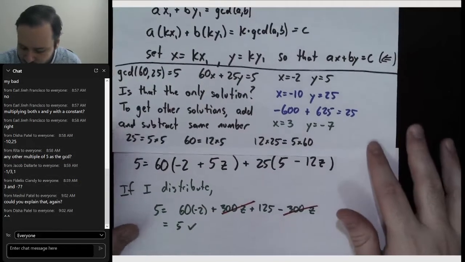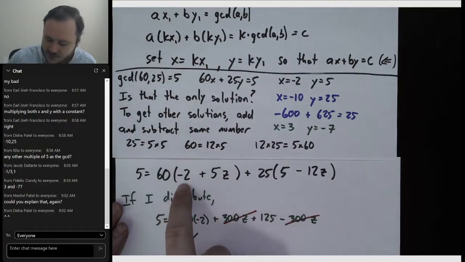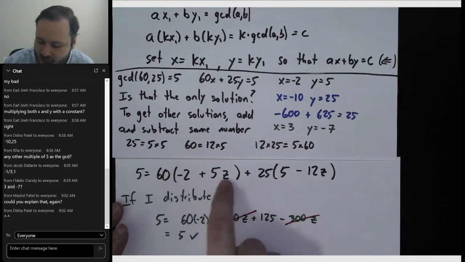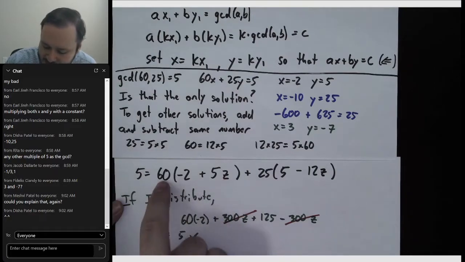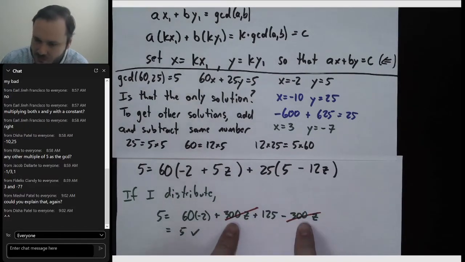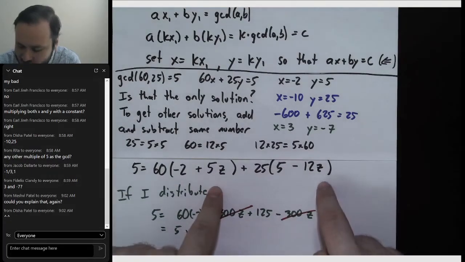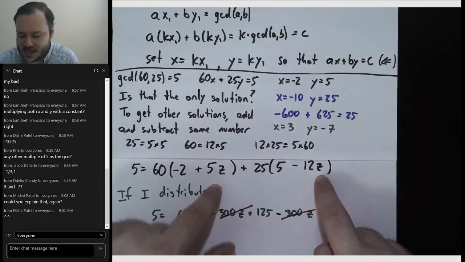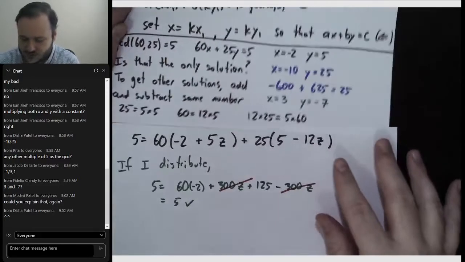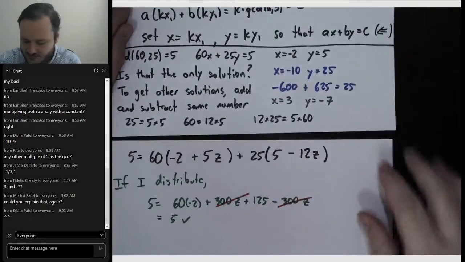So now when I'm trying to find my alternate solutions, I'm saying start with negative 2 copies of 60 and add 5 as many times as you want. But every time you add on 5 more 60s, you need to subtract off 12 more 25s, and those will end up canceling out. And so now if I put in any value of z, any integer for z, I get a new answer to my equation 60x plus 25y equals 5.